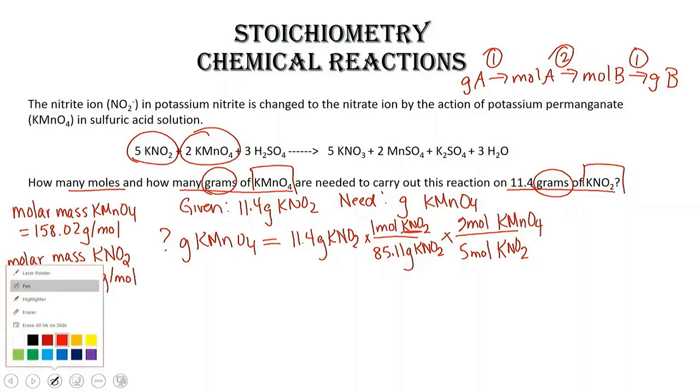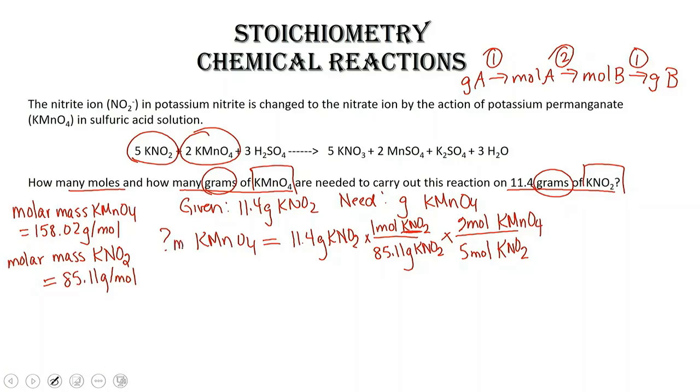Let's correct this right quick, because for the first problem we're looking for the number of moles. The problem, we set it up the exact same way. I just stopped short right here. So grams of potassium nitrite cancel, moles of potassium nitrite cancel, and I'm left with moles of potassium permanganate. And I get 0.0538 moles of potassium permanganate.